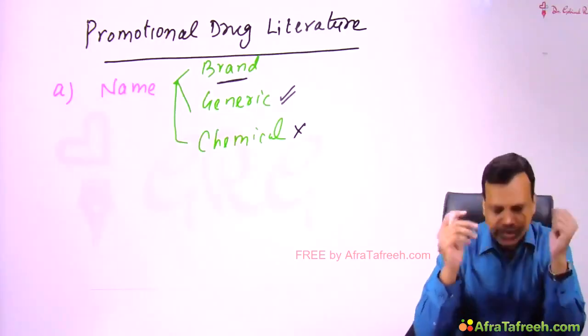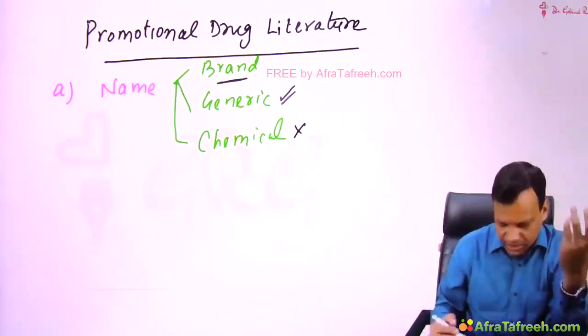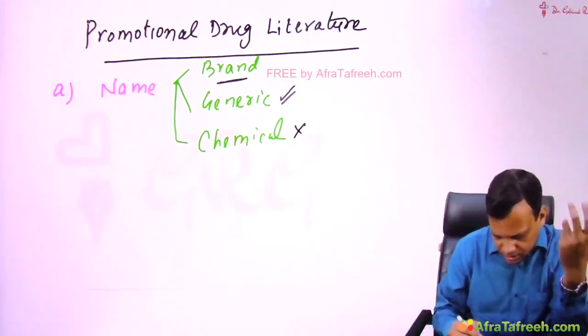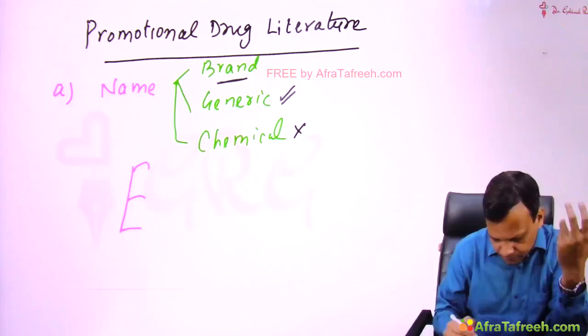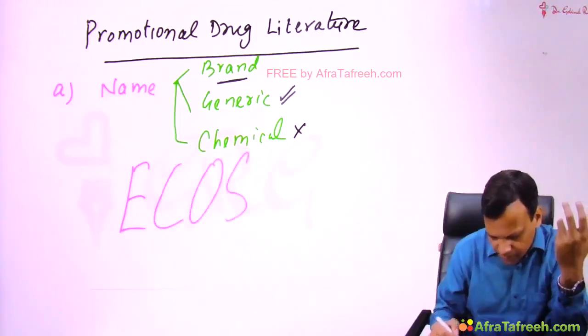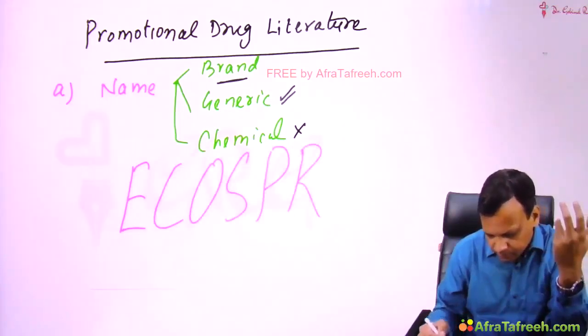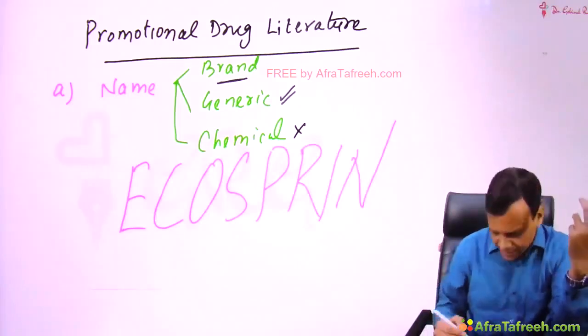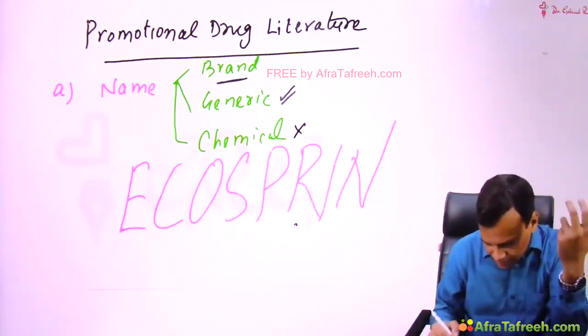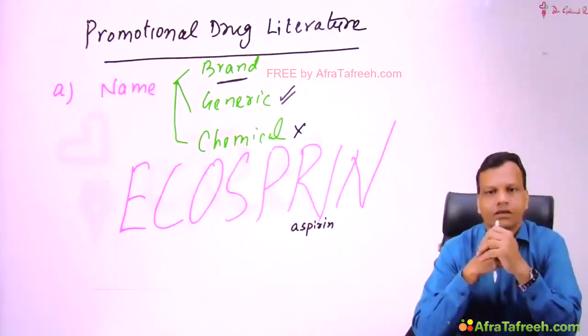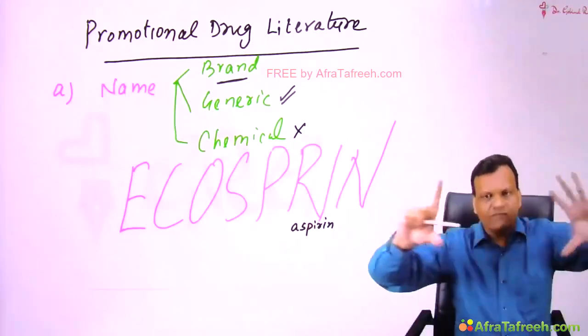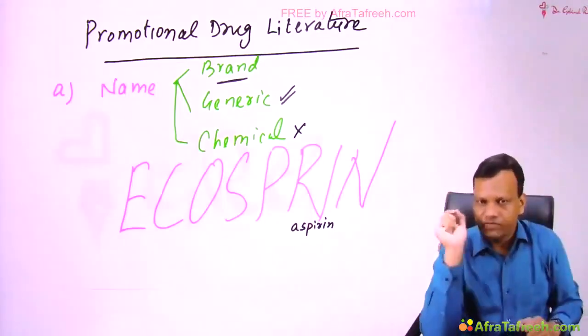But what companies try to do, like a company can say this is Ecosprin. They write like this, Ecosprin, and then they write aspirin. So they write the brand name very big and the generic name very small.